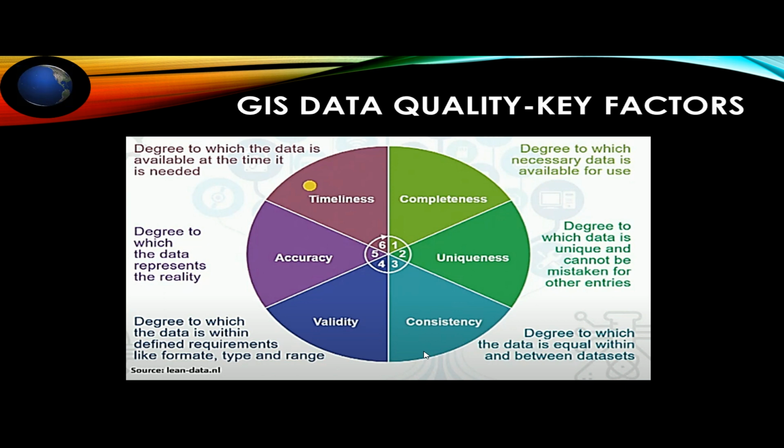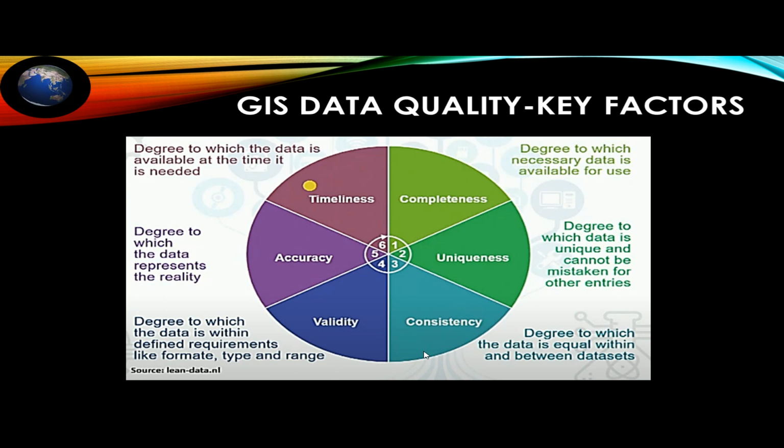Validity means the degree to which the data is within defined requirements like format, data type, or range. So validity is that it should be in a defined format and type or range of the values. So it should show the valid range of the data.